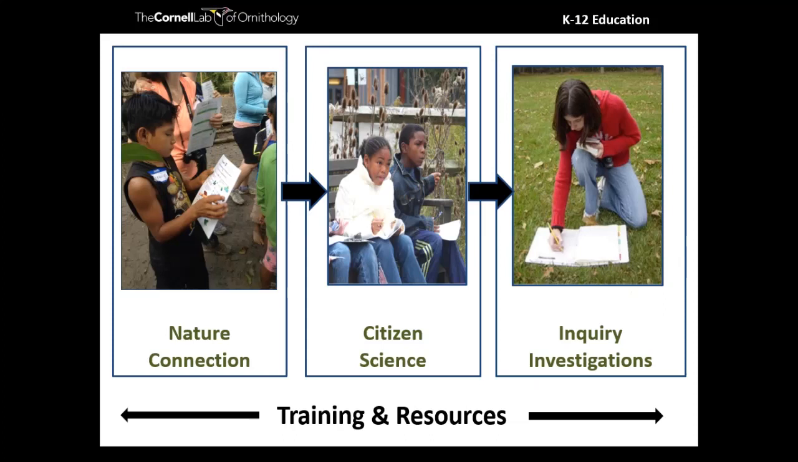And all of our resources and trainings kind of follow along this pathway. We have three pillars: nature connection, citizen science, and inquiry investigations. And they do sort of feed into each other, but some folks will come to us for nature connection activities, getting kids outside, observing, getting their hands dirty. Citizen science is another strong pillar here at the lab and something that we love to support for educators, and then going all the way to inquiry investigations where kids ask and answer their own questions in science.